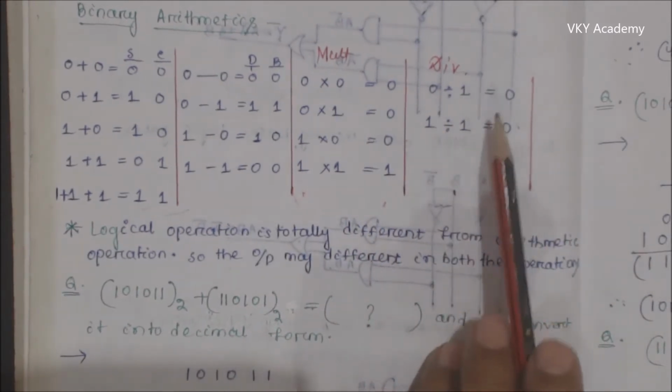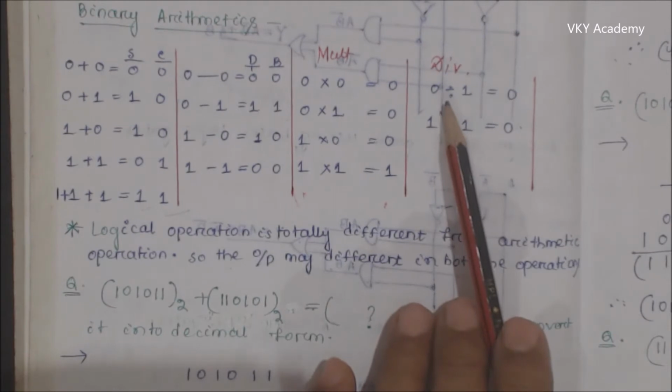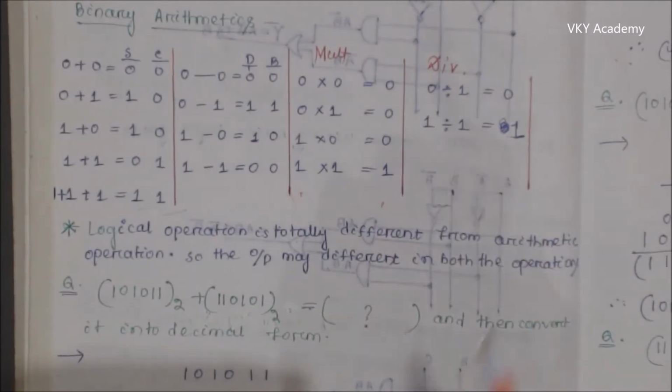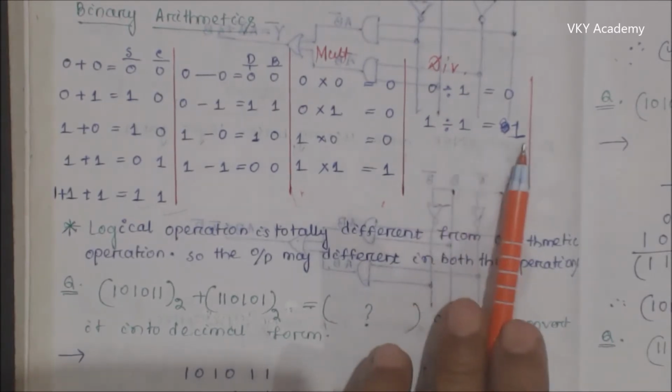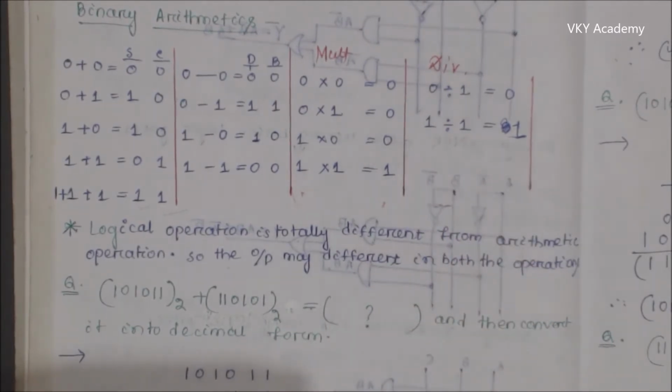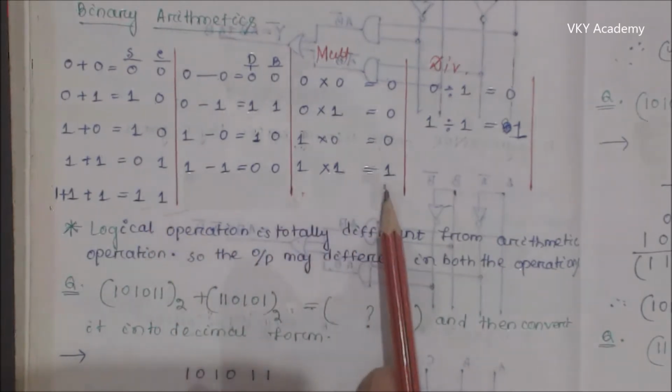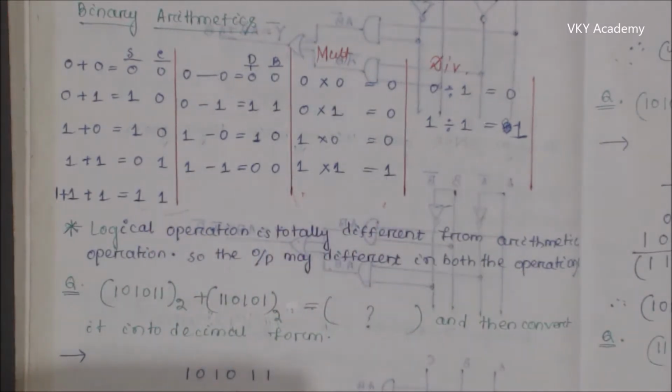Next, division. When you perform the division of 0 and 1, the result is always equal to 0. And when you perform the division of 1 and 1, the result is always equal to 1. So this is all about the basic fundamentals of binary arithmetic. One more thing we need to keep in mind is that logical operations are totally different from arithmetical operations, so the output may be different in both operations also.